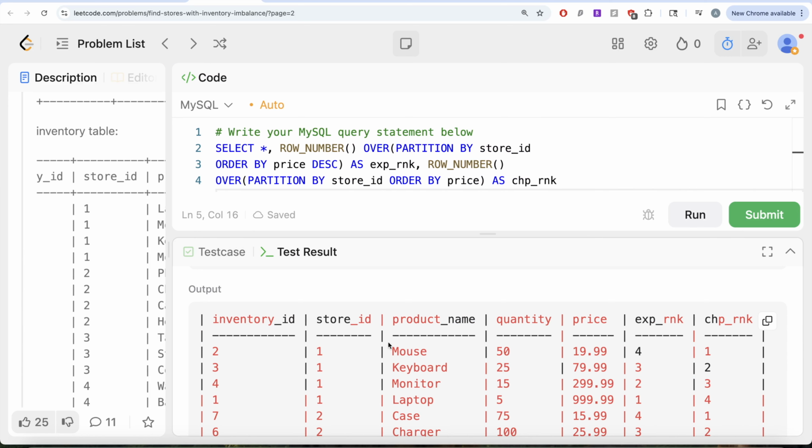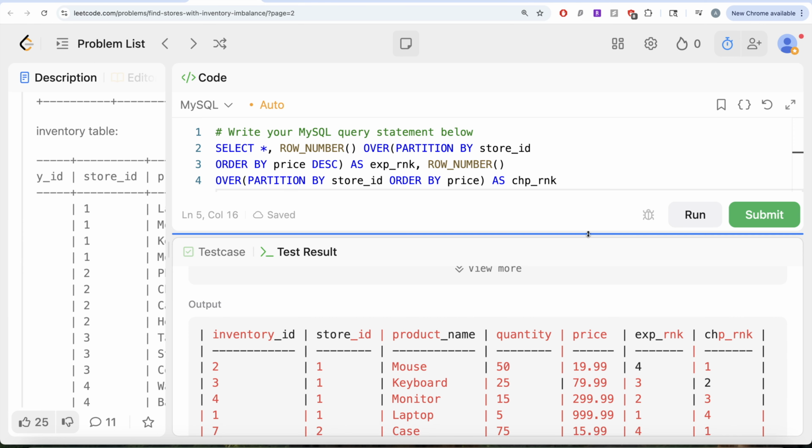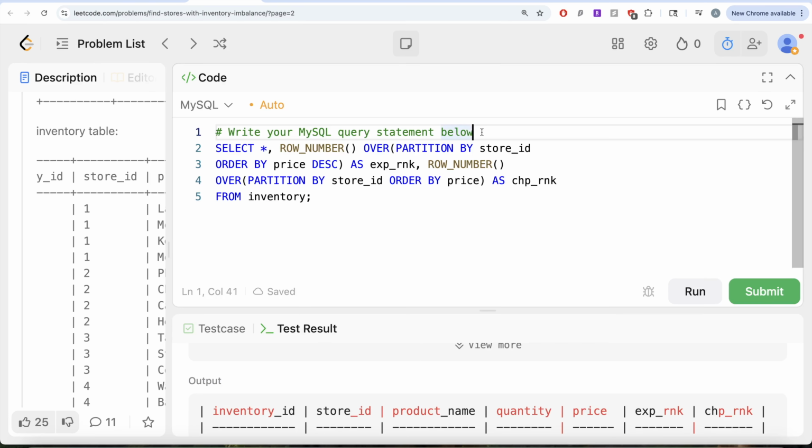However, now for store ID 1, we saw that laptop was the most expensive, so expensive rank 1, and mouse was the cheapest, so cheap rank 1. Once we have these rankings done, then we can proceed forward. So let's save this entire thing in a common table expression.